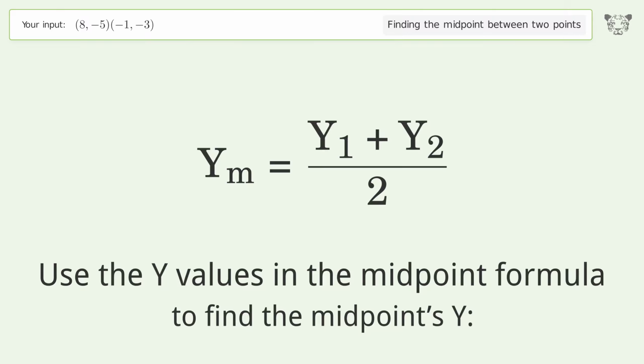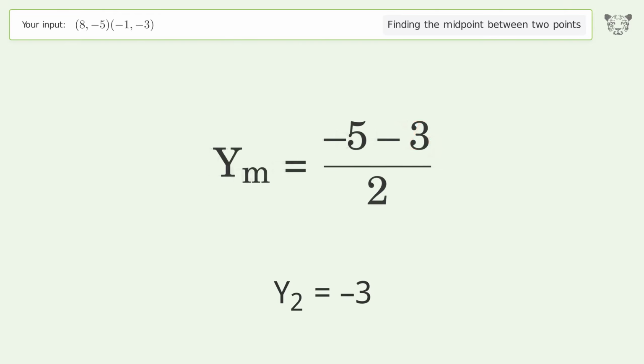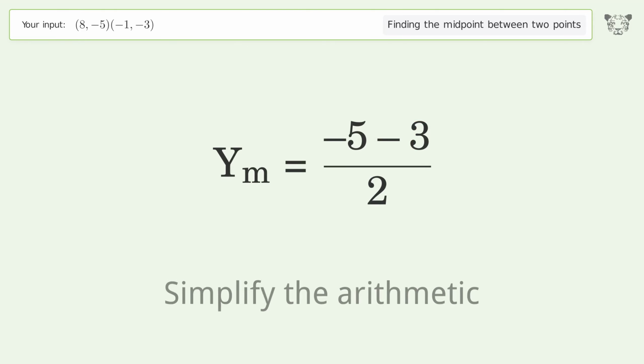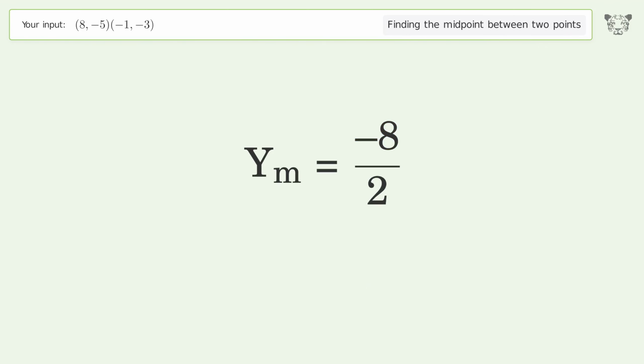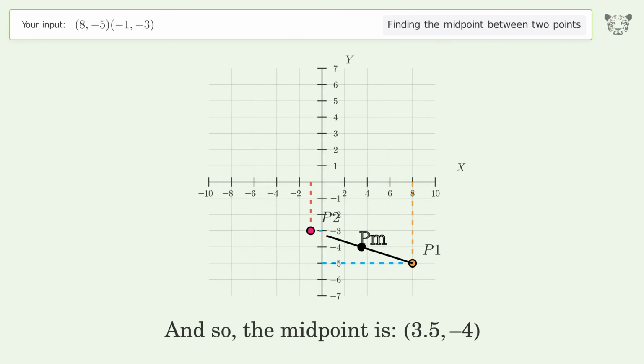Use the y values in the midpoint formula to find the midpoint's y. y1 equals -5. y2 equals -3. Simplify the arithmetic. And so, the midpoint is 3.5, -4.